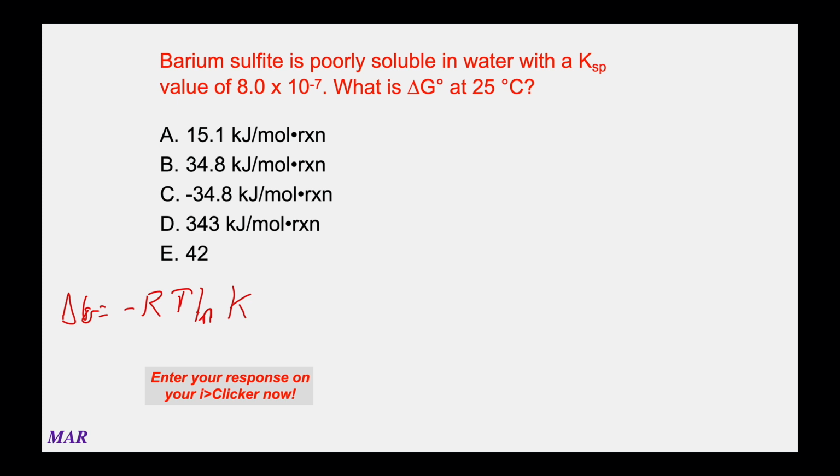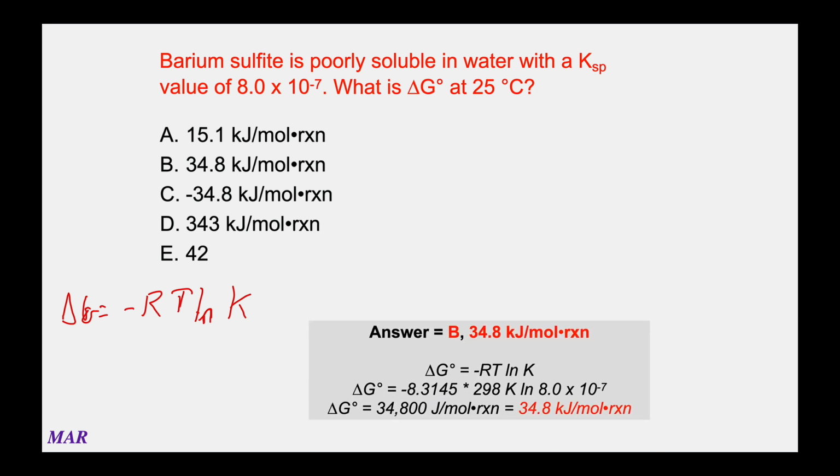You'll probably get joules per mole Kelvin out first, so you can divide by 1,000 to get kilojoules. Anyway, if you do that, you get 34,800 joules. Divide that by 1,000, 34.8 kilojoules per mole reaction. So again, K's less than 1 correspond to delta G's which are positive, and that's an important thing to remember. Just like if you had a K greater than 1, you would end up with a delta G which was negative.